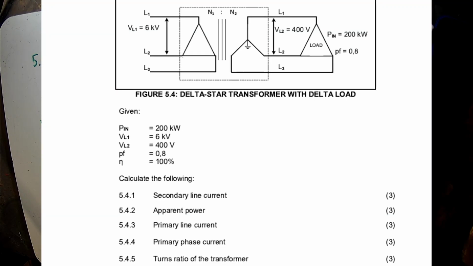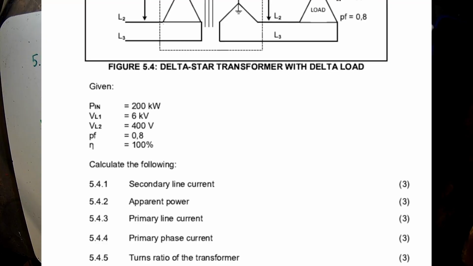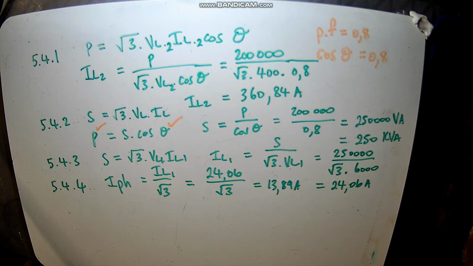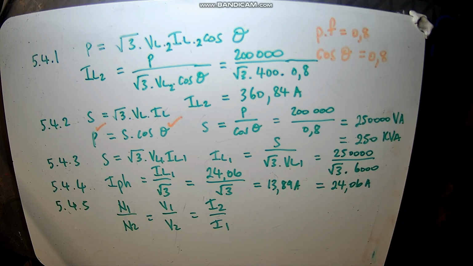So the next one says to calculate the turns ratio, in other words the transformation ratio, and we can do that very simply by using N1 over N2. But do note that N1 over N2 is not given, and don't forget N1 over N2 is equal to V1 over V2, which is equal to I2 over I1. So do note that the windings, which are the N's, and the voltages, which are the V's, are directly proportional to each other. Do note that the currents are inversely proportional. So you can use any one of those three, depending on what numbers you have.